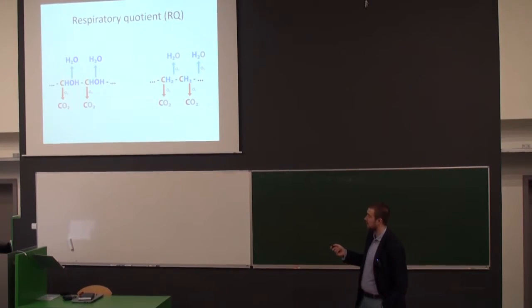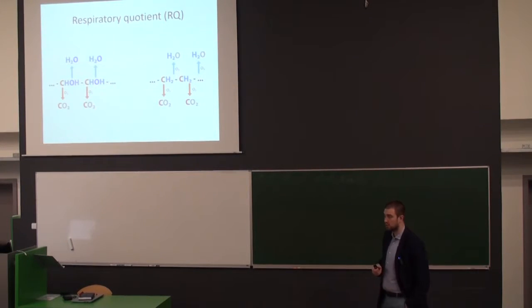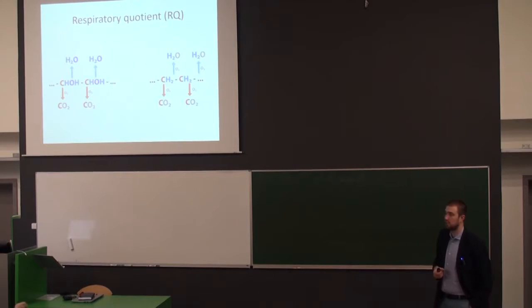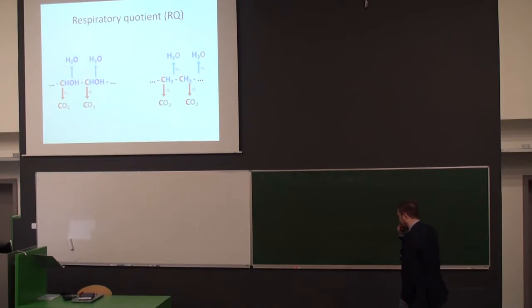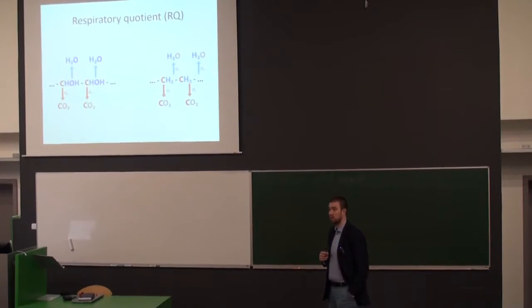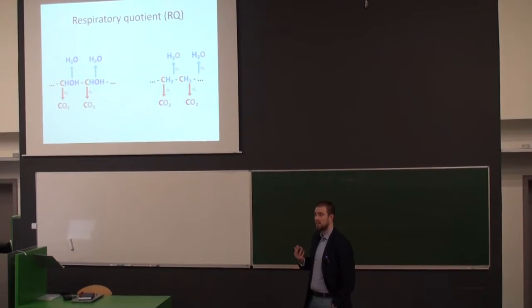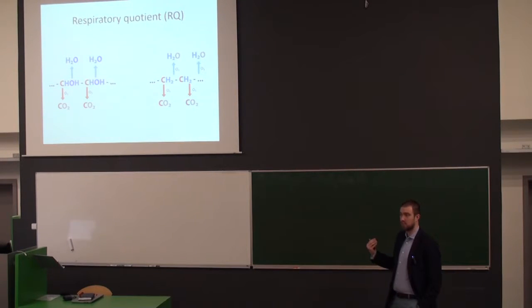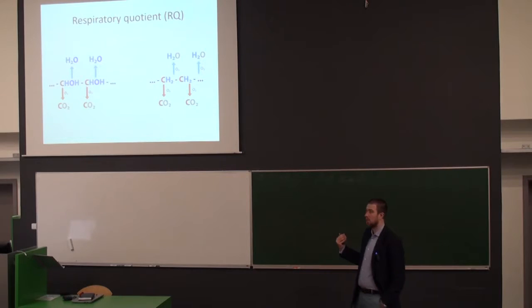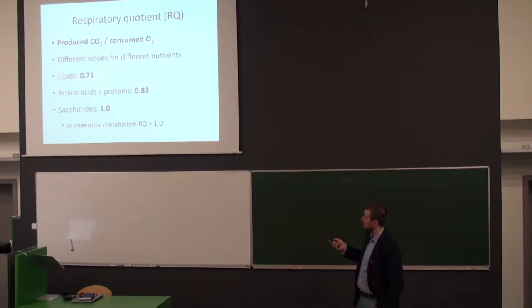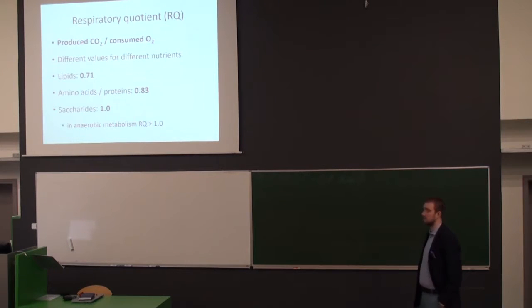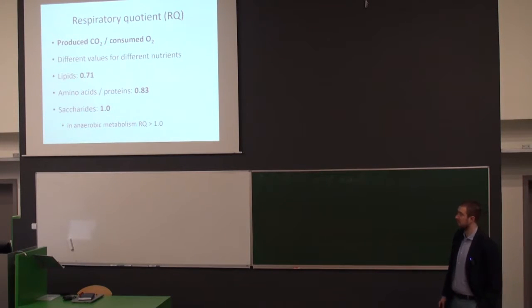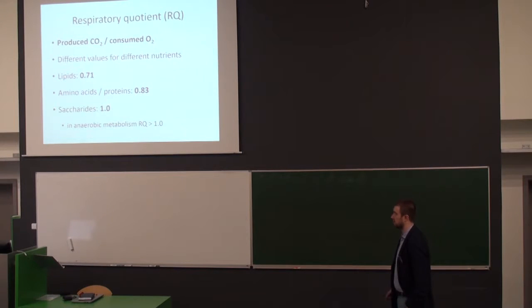That means that the consumption of oxygen is equal to the production of carbon dioxide. That means that per 1 molecule of glucose, you will use 6 molecules of oxygen, and you will generate 6 molecules of carbon dioxide. 6 over 6 means 1. So the respiratory coefficient for saccharides is typically 1. And it doesn't matter whether you burn fructose, galactose, or glucose.